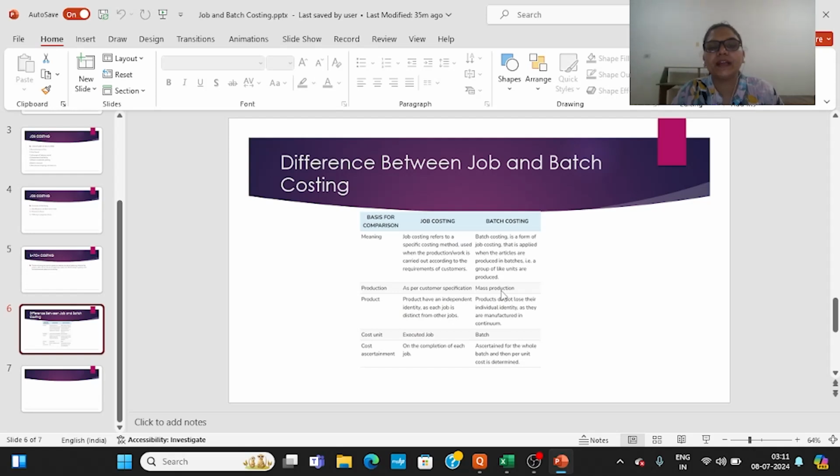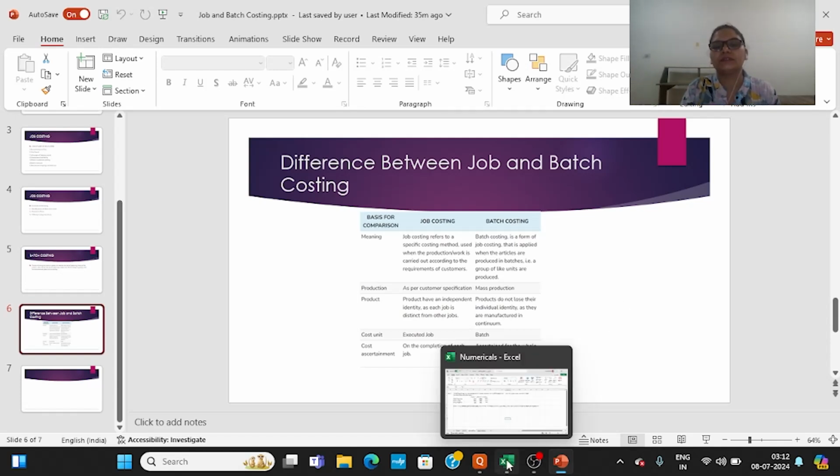In job costing, products have an independent identity as each job is distinct from other jobs. In batch costing, products do not lose their individual identity as they are manufactured in continuum. Next, the cost unit in job costing is the executed job, and in batch costing it is the batch. Cost ascertainment in job costing is on the basis of completion of each job, and in batch costing the cost is ascertained for the whole batch and the per unit cost is determined. So these are the basic differences between job and batch costing.